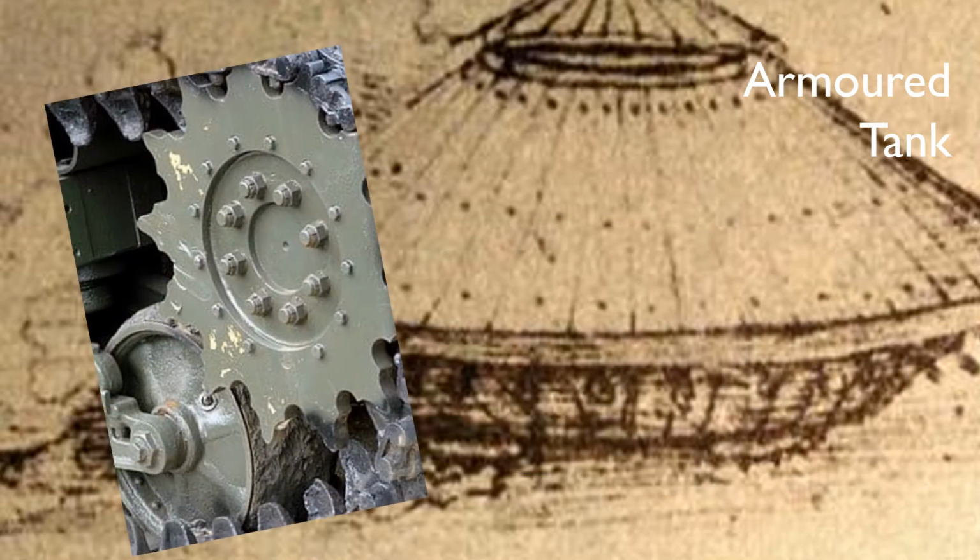Da Vinci's design shows the wheels moving in opposite directions, and therefore his design would not work. Some believe this is a deliberate mistake, as Da Vinci was a peaceful man who did not believe in warfare.